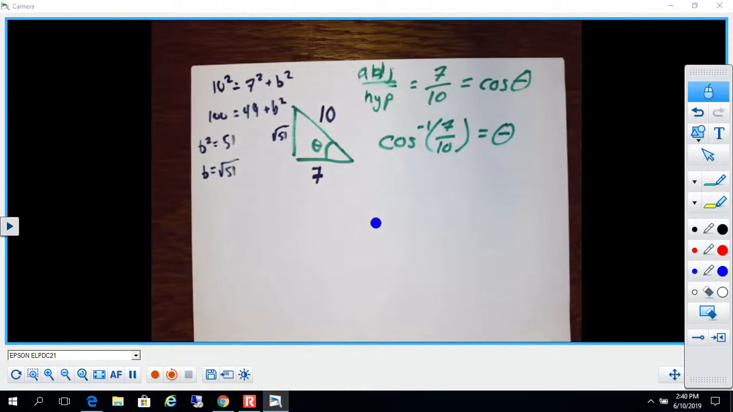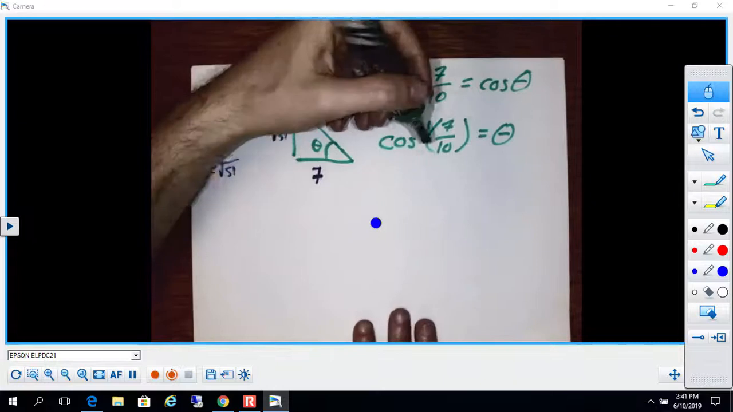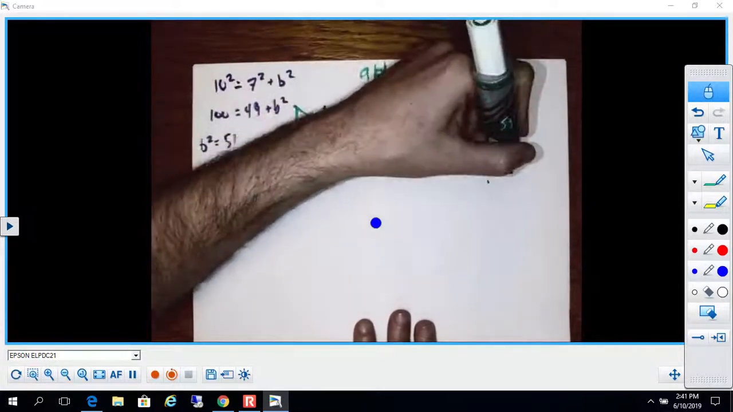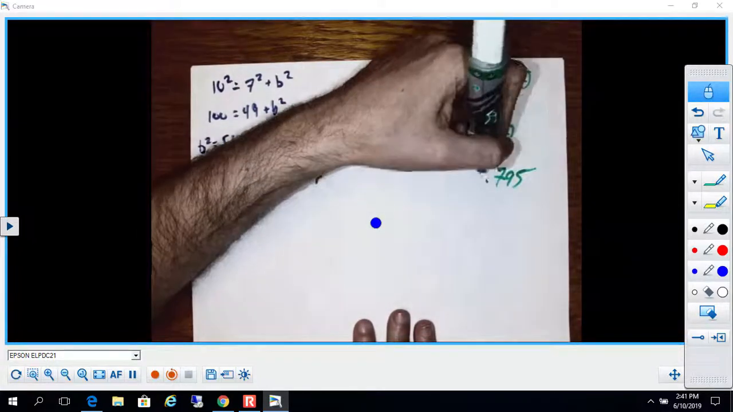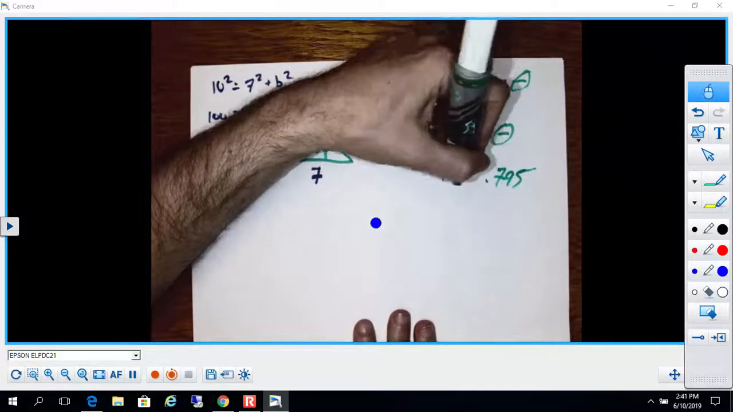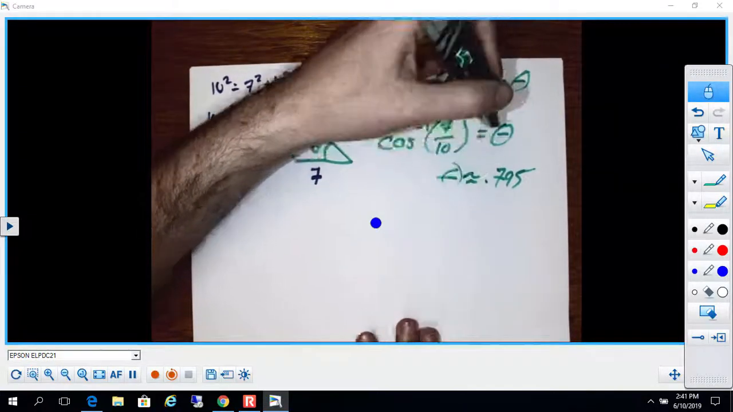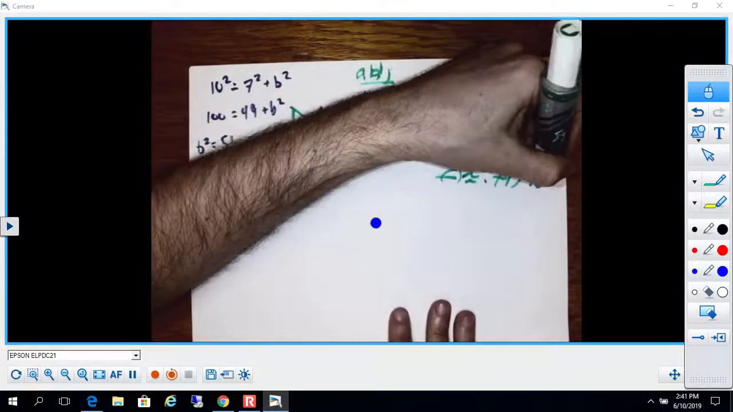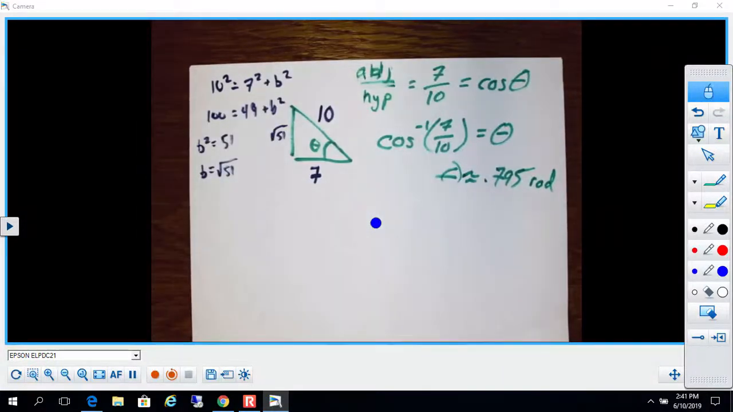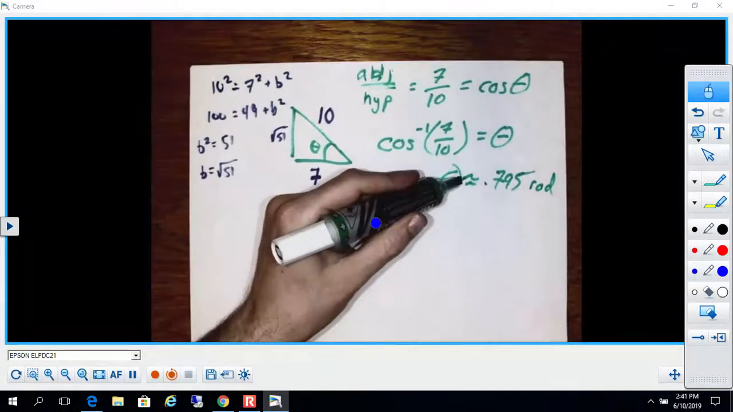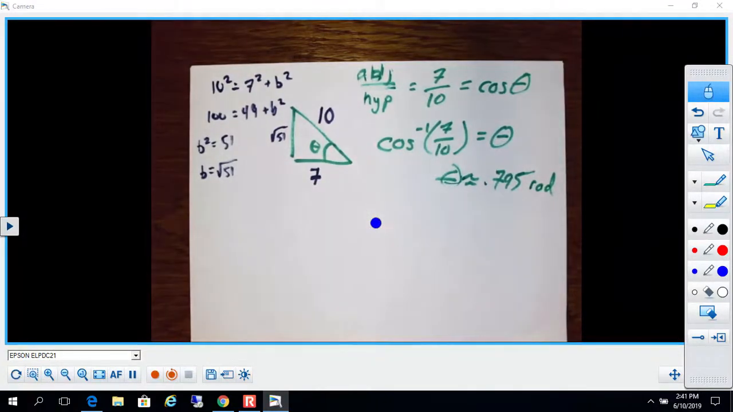Just use a scientific calculator. So do the inverse cos of 7 over 10. So basically, to find the angle of something, you just need to do the inverse of whatever relation you have. 0.7953988. Okay, so I'll just leave it at that. So theta is about 0.795, and I assume that's in radians. Yeah. Okay, cool. So then we're done.